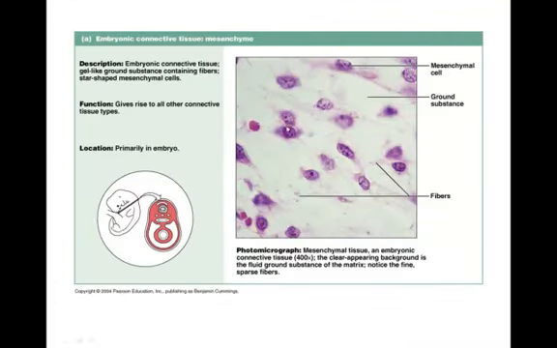Alright, now here we start. This is mesenchyme. These are those embryonic cells right here. These mesenchymal cells will differentiate into the fibroblast, or they'll differentiate into chondroblast, or osteoblast, or the hematopoietic stem cells to give rise to all the different types of connective tissues.